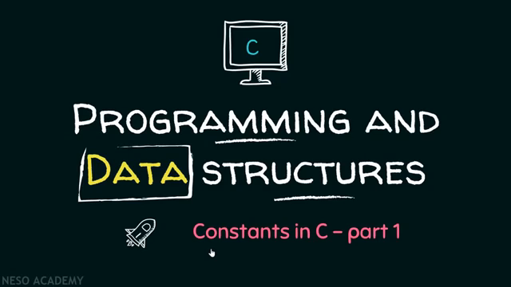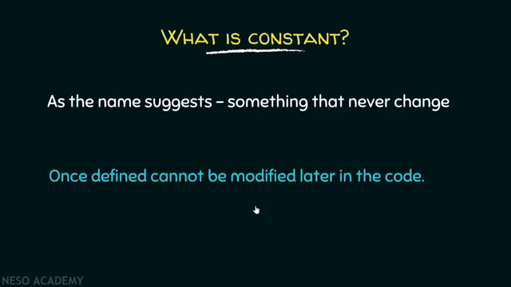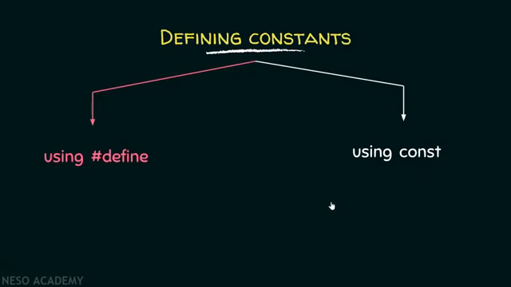Now we are going to have a discussion on constants in C. What is a constant? As the name suggests, something that never changes. Of course, once defined, it cannot be modified later in the code. Now how do we define constants? We can define constants in our code using #define or using the const keyword.